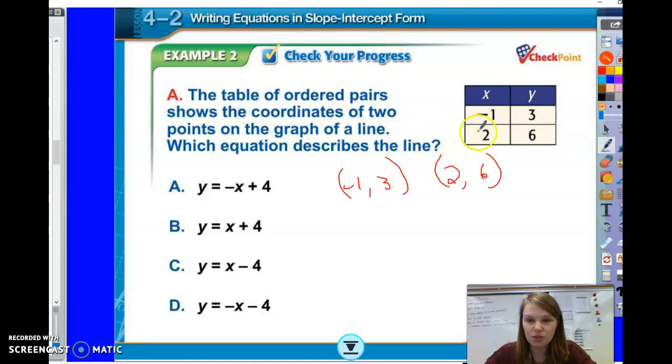I went ahead and wrote these into coordinate pairs because in the example that we did, they were already written as coordinate pairs, they weren't in a table. So I put them as coordinate pairs as well: -1, 3, and then 2, 6. See what you can do.